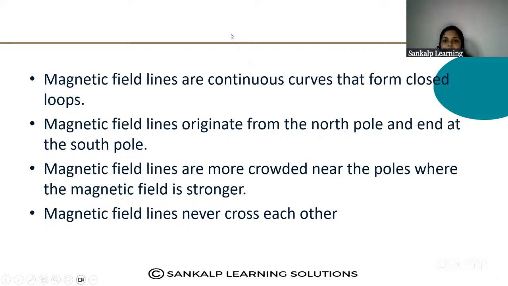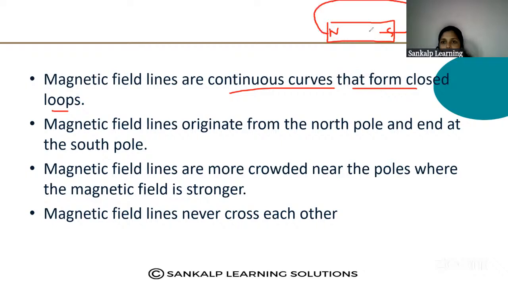Magnetic field lines are continuous curves that form closed loops. Just imagine this is the bar magnet. These magnetic field lines are closed loops like this. They originate from the North Pole and end at the South Pole. This is the North Pole, and this is the South Pole. Like this, they end at the South Pole.